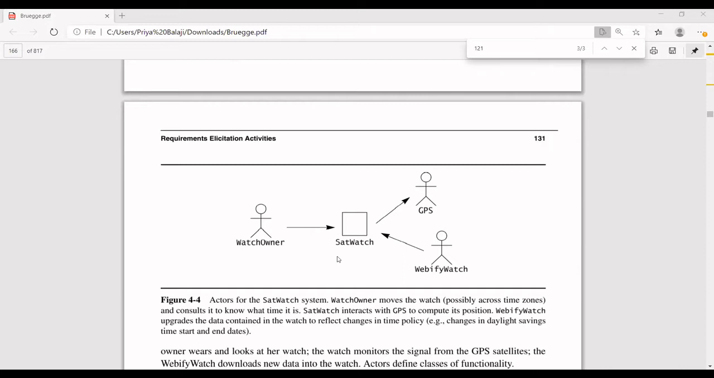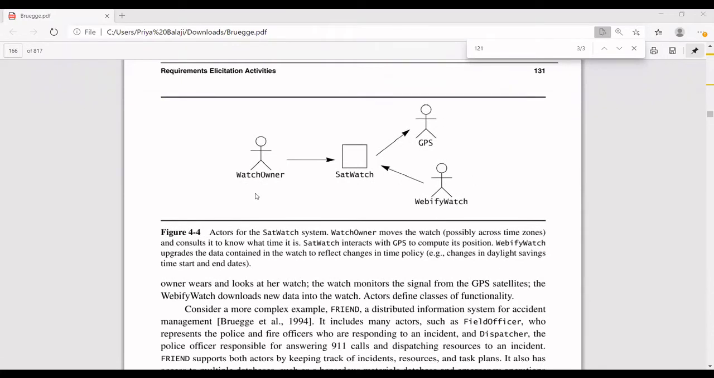Why are they given as actors? Because these people, devices or equipments are going to make use of your satellite watch. That is the meaning of actors. Here the watch owner is going to be the primary actor and the Webify watch is going to be your secondary actor. In this arrow diagram you can clearly see that the watch owner is moving from one place to another, so that your satellite watch will change from one time zone to another time zone.